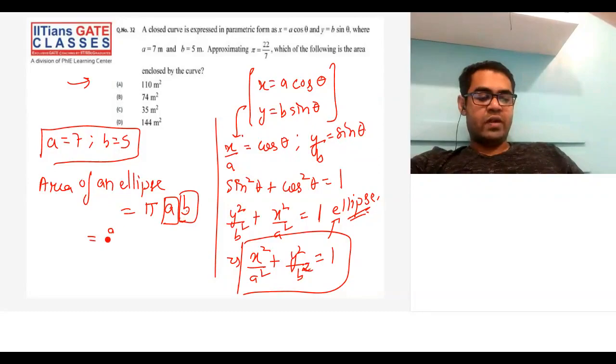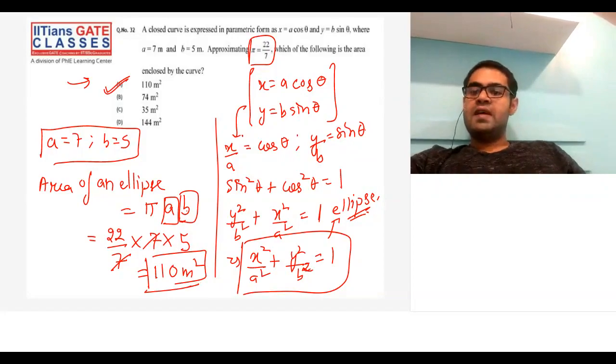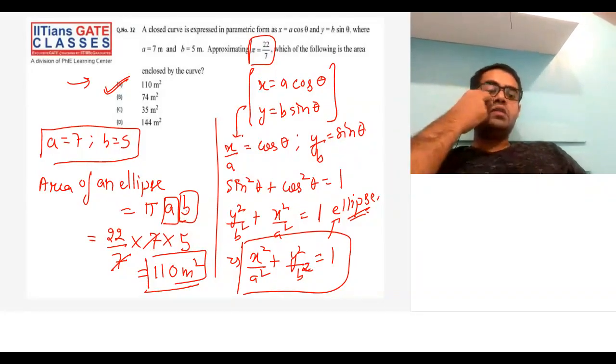So that means 22 by 7. They are saying approximate pi as 22 by 7, into a which is 7, and b which is 5. So this will cancel with this and you get 110 meters square. This is the answer for question number 32. An easy question. The only thing is you have to make some manipulation so that it becomes easier to understand. All right, I hope this question was also clear. It came for 2 marks.